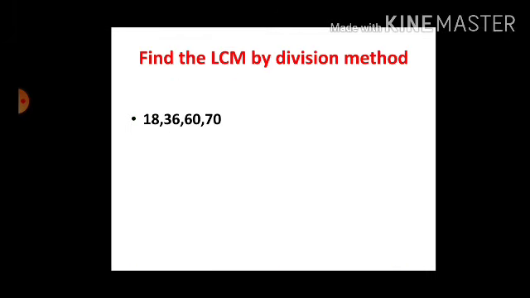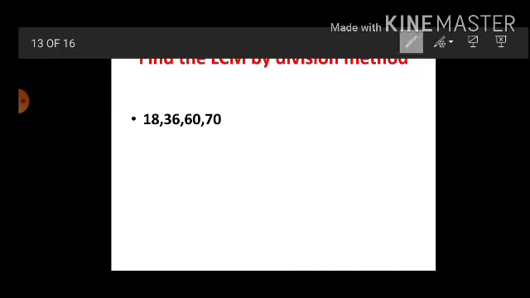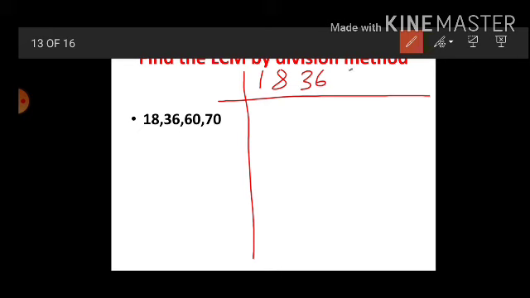Got it? Now next, find the LCM by the short division method. This is not the long division method students, it is the short division method. It is a very easy method to take out the LCM. See here, I take 18, 36, 60 and 70. These numbers are divisible by only one prime number. Which prime number? First we see that the last digits 8, 6, 0 and 0 are even numbers, which means all these numbers are divisible by 2.